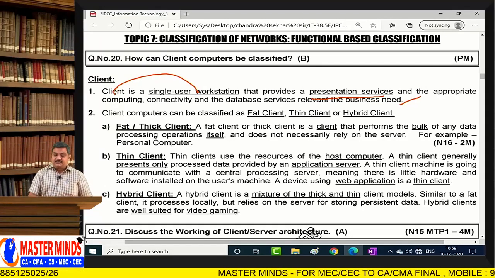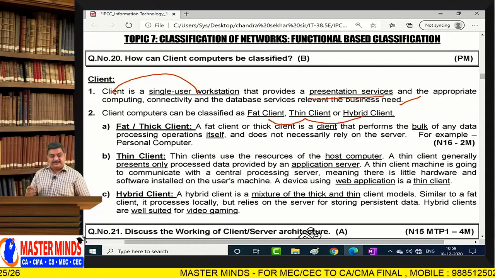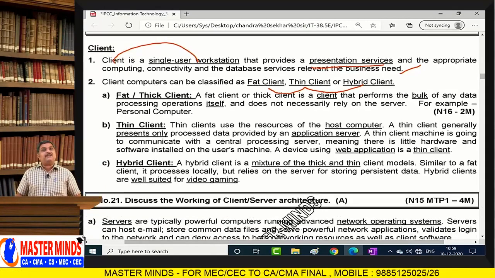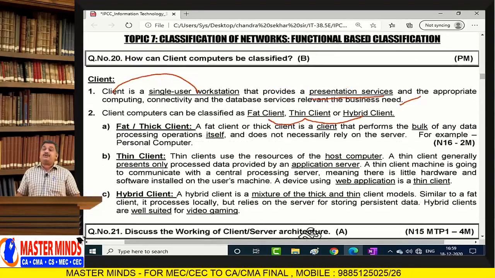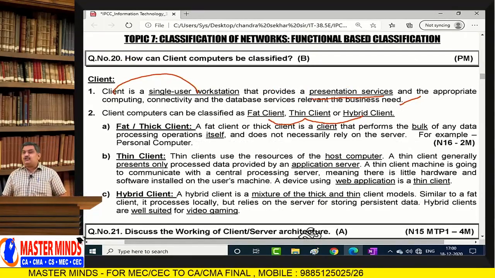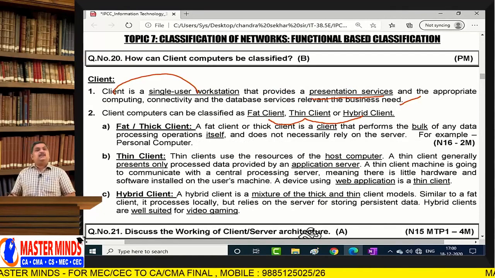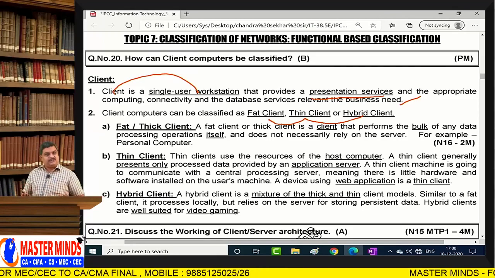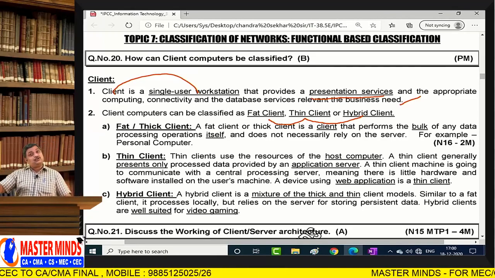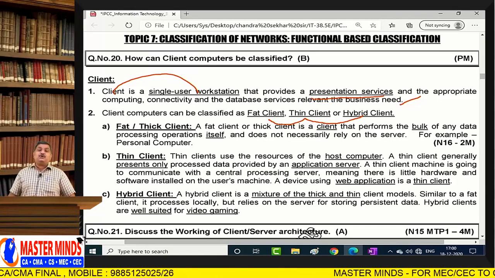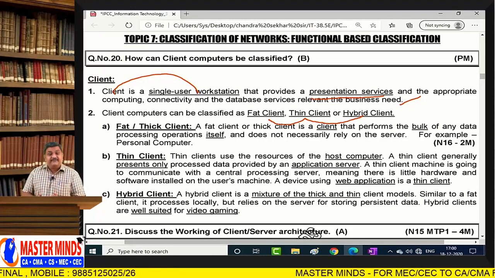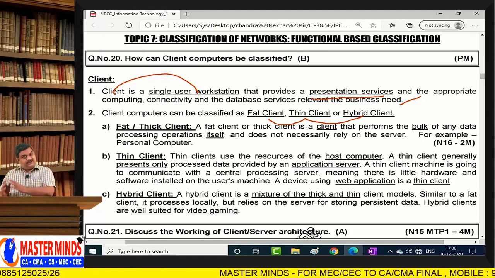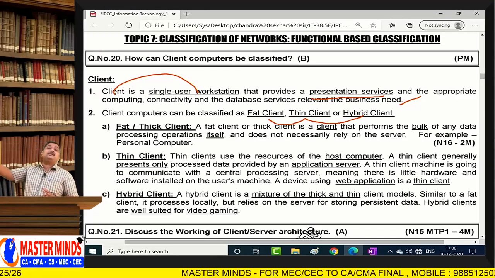Client computers can be classified into fat client, thin client and hybrid client. Now what do you mean by fat client? For example, you have a desktop computer which can function by itself. Actually there is no need of any server. The computer can be started and you can do all kinds of work with it. And if you want, you can connect to the network also. That means you are using a standalone computer which is capable of running by itself, and you can also connect it to a network.